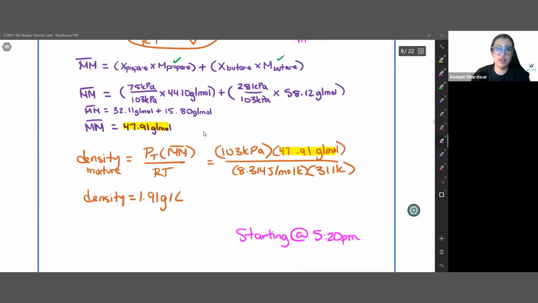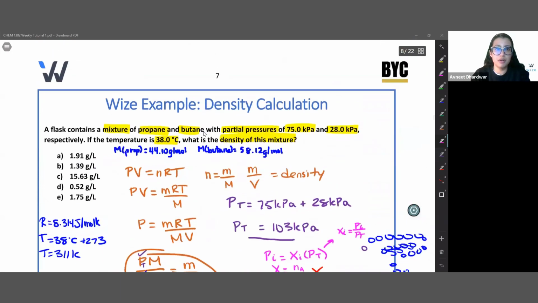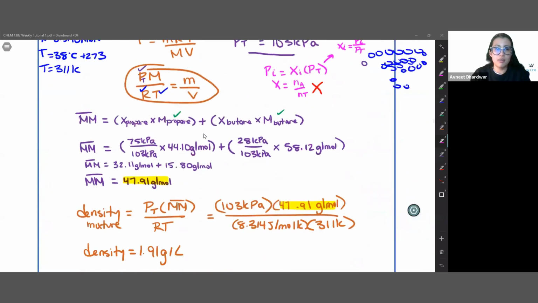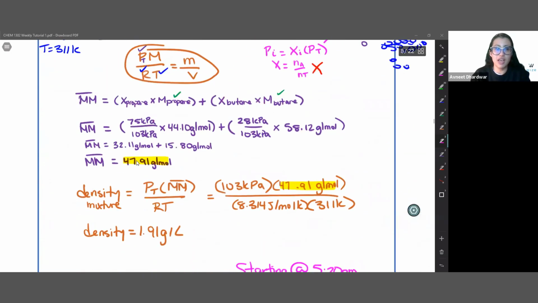I just wanted to quickly start with this problem that we looked at on page 7. I noticed the answer I originally had there for the average weighted molecular mass was wrong. I just put in the wrong number in the solution. So make sure that you change this: 47.91 it should say, and then we just plug that into the density, but the answer for density should be 1.91.